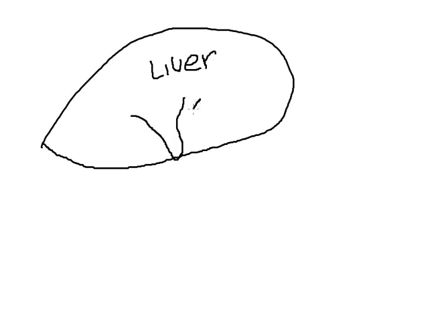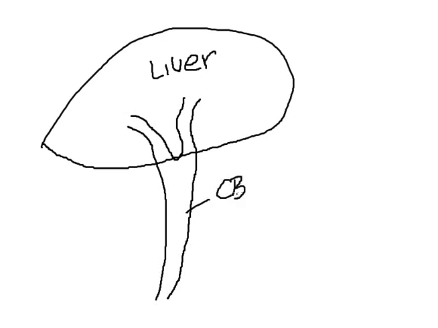The common hepatic duct, common bile duct, leaves the liver. This is the liver. And just a little quick anatomy lesson. This is called the common bile duct. Common hepatic duct is at this higher level, close to what we call the bifurcation of the right duct and the left duct.